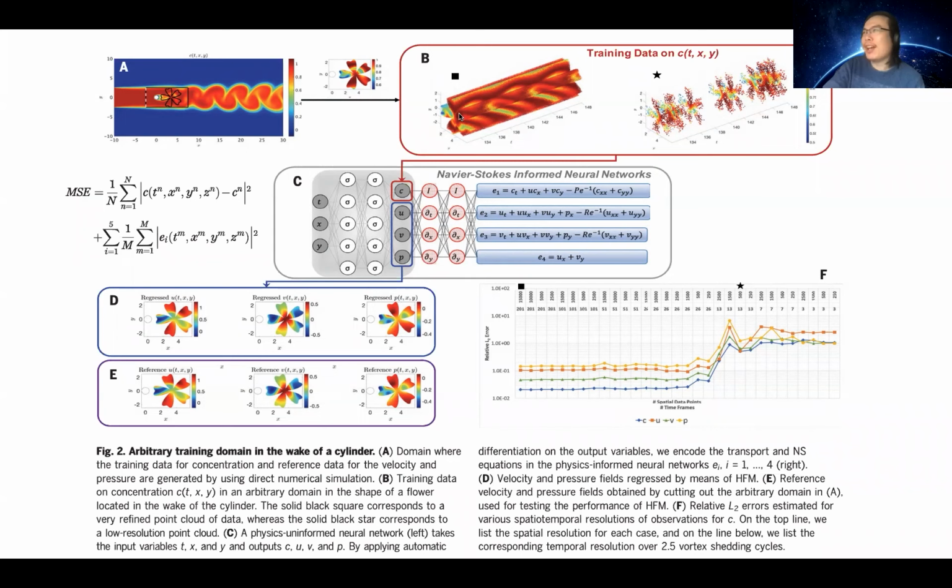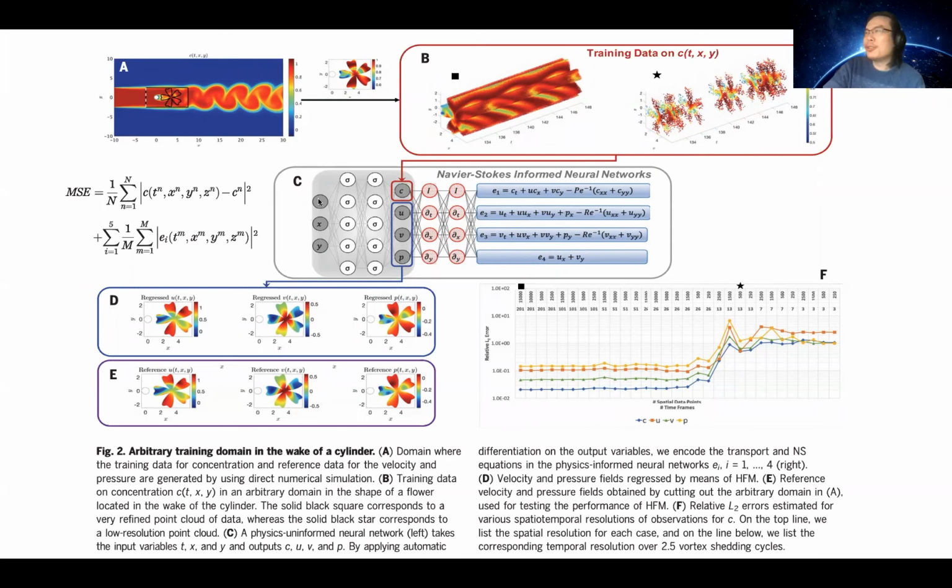In specific, I consider two cases of data. The square means we have a big amount of data, and the star means we don't have too many data. And we know that the data is only on C. Honestly, I don't know what C is. It's just a term in the Navier-Stokes equation. Oh, it's concentration, but honestly, I still don't know what concentration is.